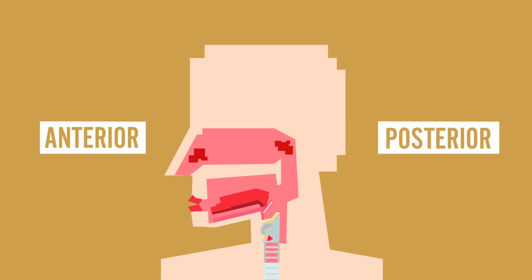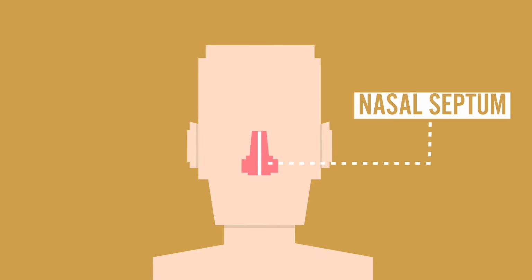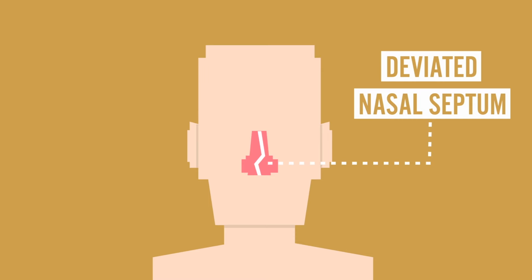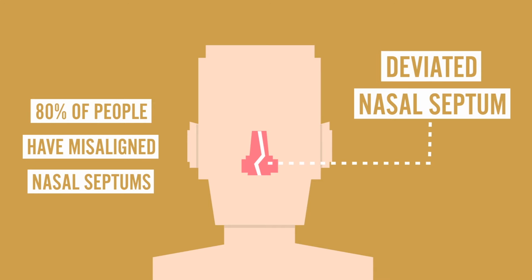More than likely, you'll get an anterior nosebleed, which is caused by irritation to the blood vessels in the nasal septum. That's the part of your nose that separates your two nostrils, and it's also the part of your nose that can get deviated, which can lead to difficulty breathing. And fun fact, it's estimated that 80% of people have some type of misalignment to their nasal septum.